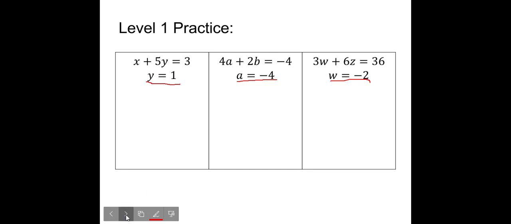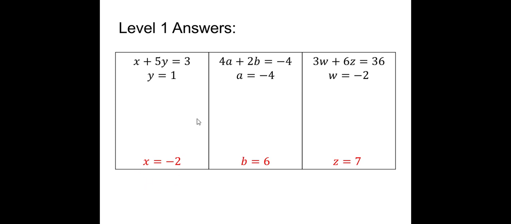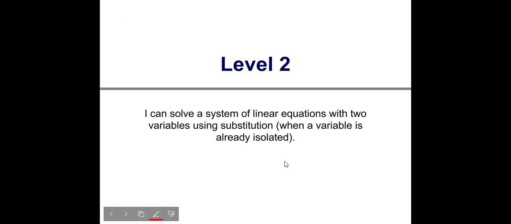All right, hopefully you worked through those yourself. You can see the answers down at the bottom there. Once I get through, I should go ahead and have the answer to both of my variables, x and y. We already had y. A we started with, but now we have b. W we started with, and now we have z. Awesome. So level 2 is going to be the same thing, solving a system of linear equations with 2 variables using substitution, so replacing things.